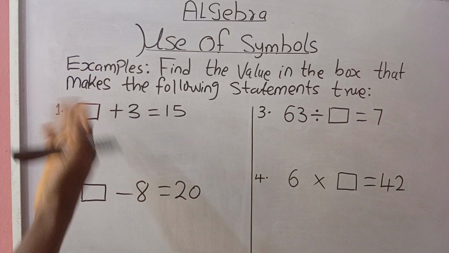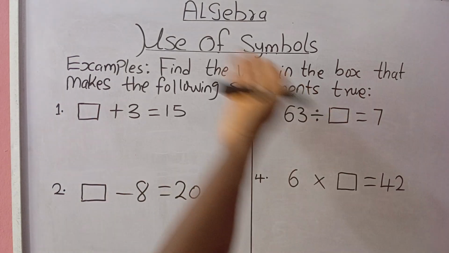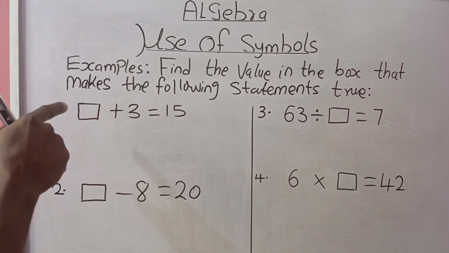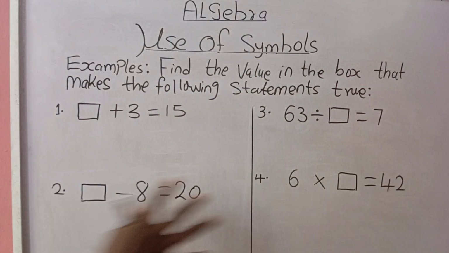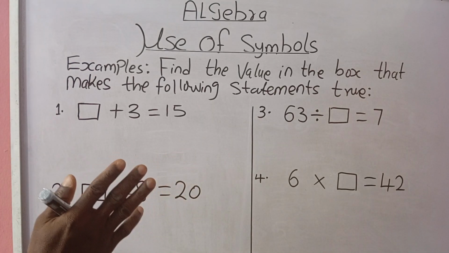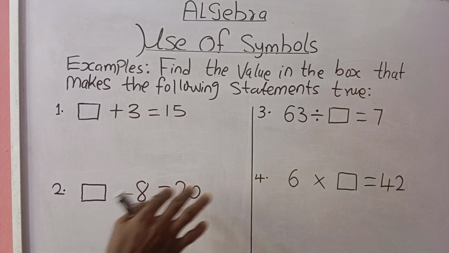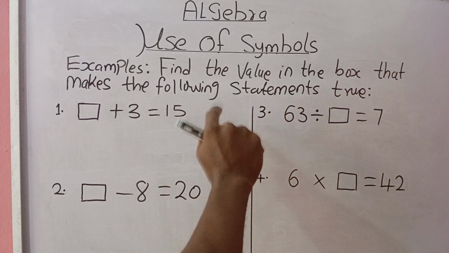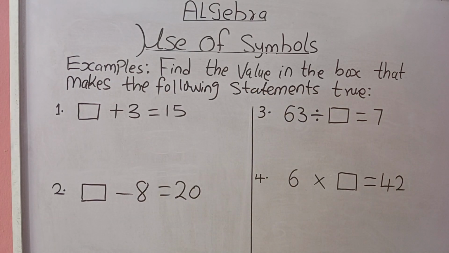You are using the boxes in the form of symbols as we exemplified here. Symbols representing the boxes, or the boxes representing the symbols, as the case may be. All right, so what are the numbers that go into these boxes to make these statements true? These equations, as we have already outlined here, represent what we call statements. We call them statements in mathematics. All right, so let's start with the first one.